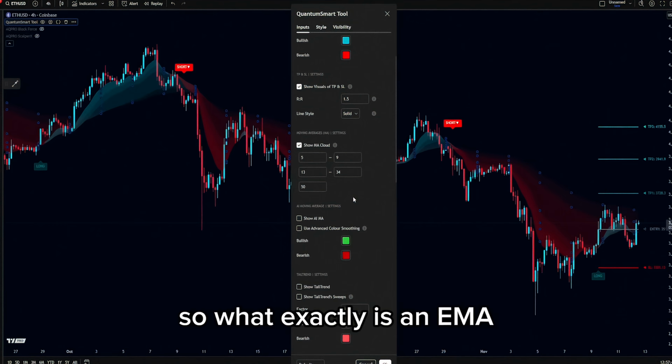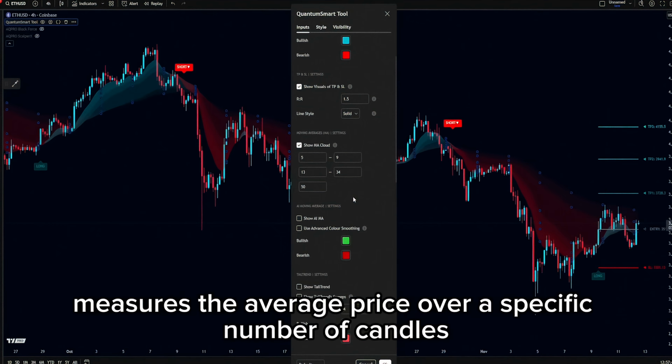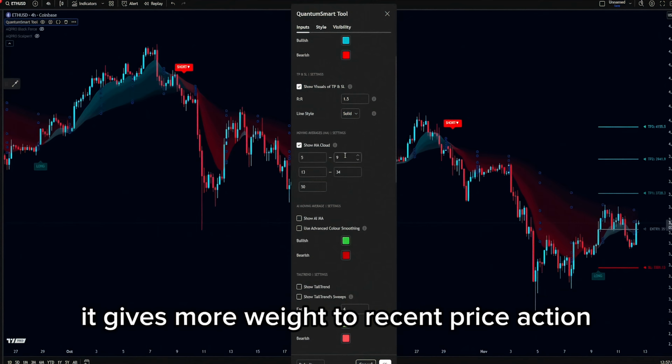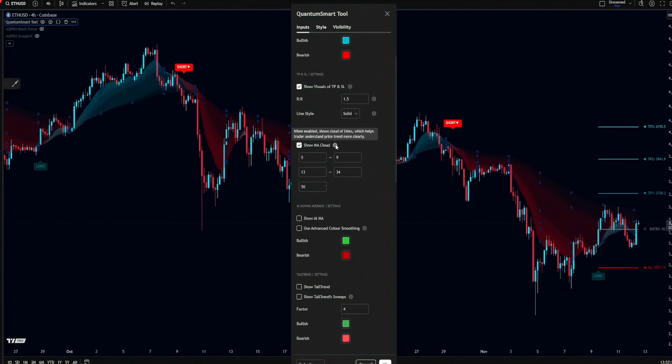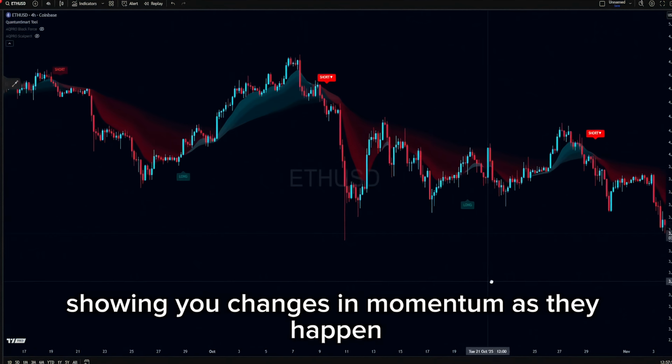So, what exactly is an EMA? The exponential moving average measures the average price over a specific number of candles, but unlike a simple moving average, it gives more weight to recent price action. That means it reacts faster to new market data, showing you changes in momentum as they happen.